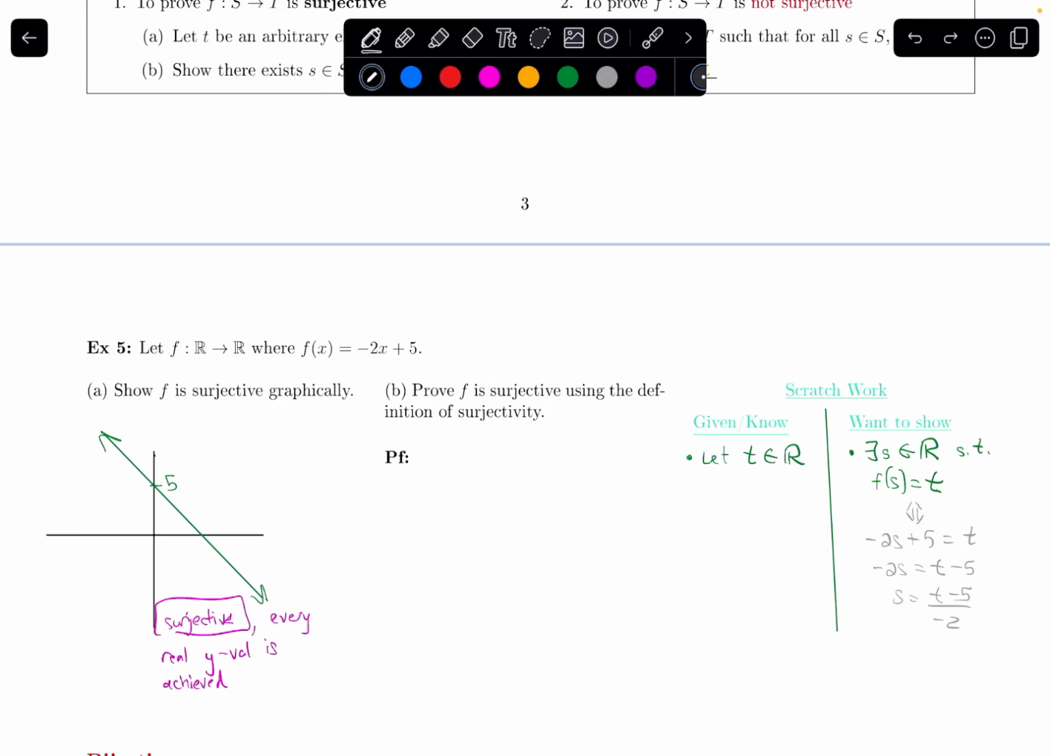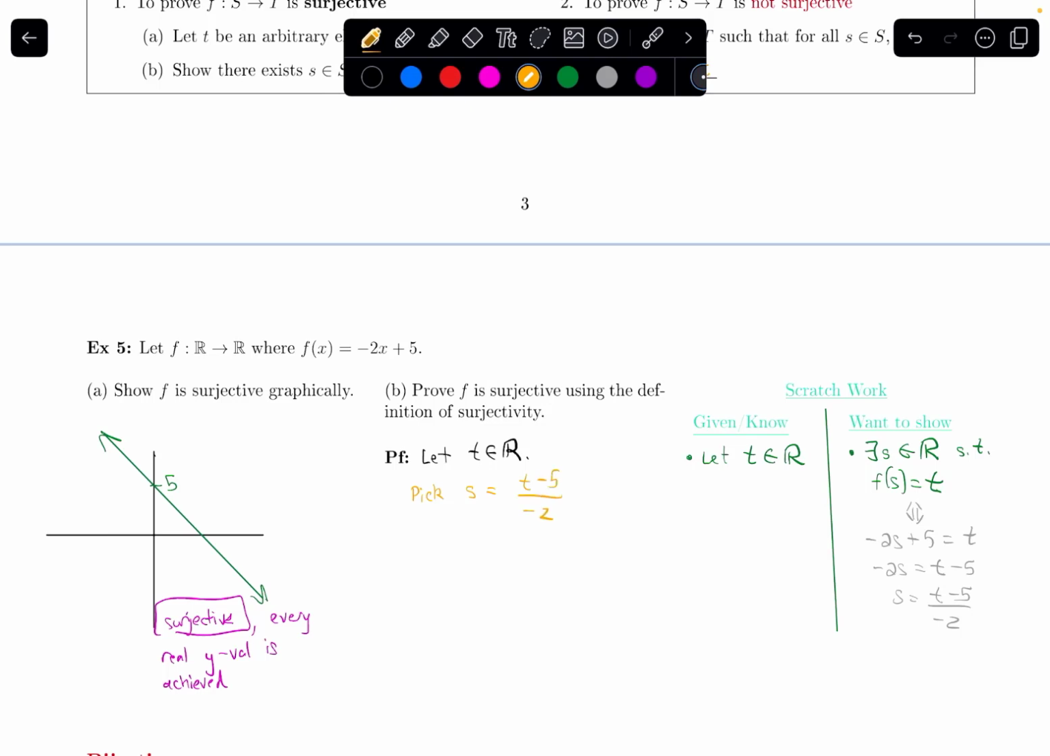So in the proof, I get to start off by writing down all the things that I know are true, or I get to assume are true, which in this case is I let t be a real number. This is an arbitrary value in my codomain. Okay, now the scratch work has helped me determine what I should pick for the input. So I'm going to assert that. Let's pick this input s to be t minus 5 over negative 2.